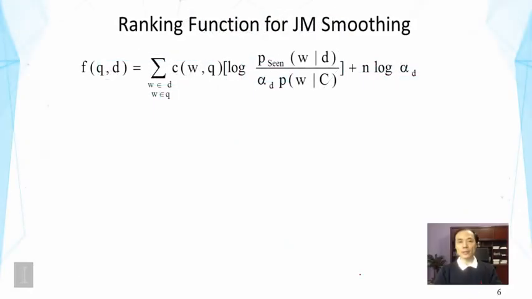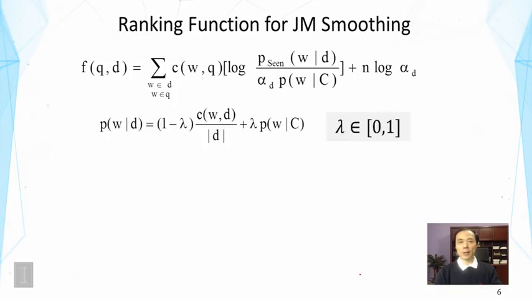So let's plug in these smoothing methods into the ranking function to see what we will get. This is the general ranking function for smoothing with the collection language model. You have seen this before. And now we have a very specific smoothing method, the JM smoothing method. Now let's see what's the value for alpha sub d here, and what's the value for p sub seen here. We mainly need to decide this in order to figure out the exact form of the ranking function. And we also need to figure out, of course, alpha.